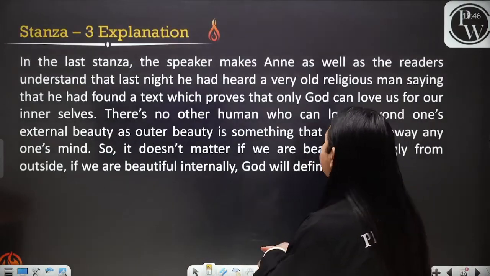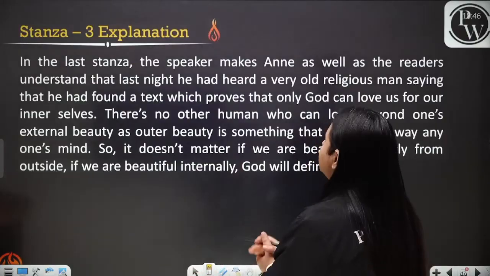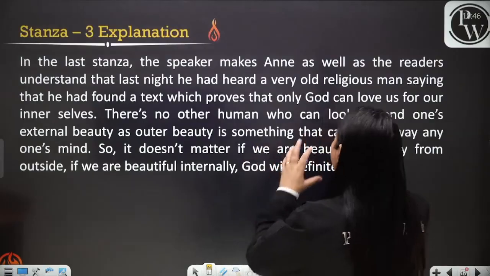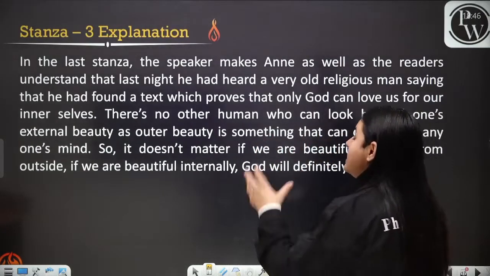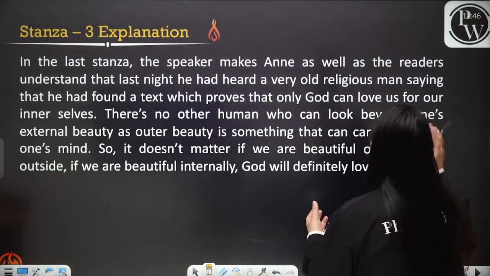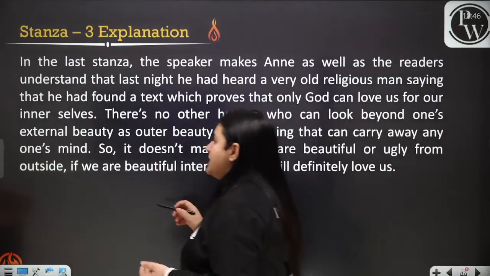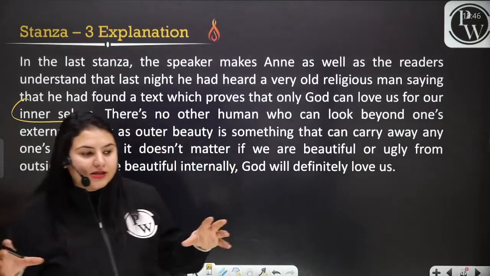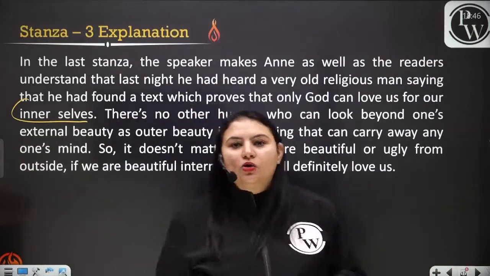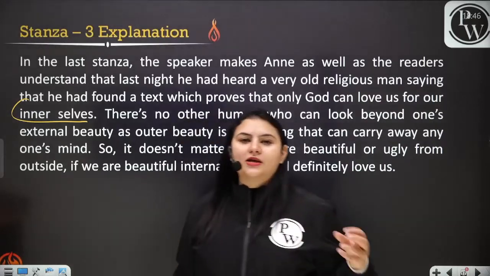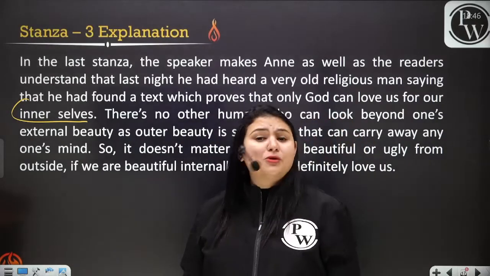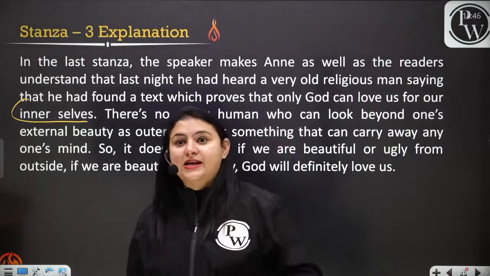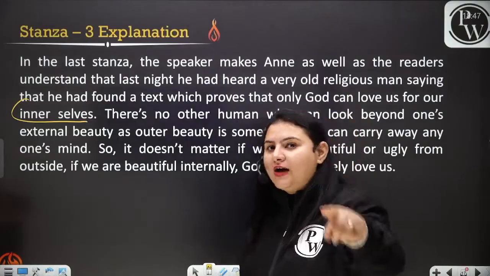Now let's look at the explanation. In the last stanza, the speaker makes Anne as well as the readers understand that last night he had heard a very old religious man saying that he had found a text which proves that only God can love us for our inner selves. Now he has used the words very old religious man because he is trying to prove that the information is quite authentic. It's quite true, because people do believe the old religious man, they do believe if something is written. So he's saying that this is written, that God loves us for our inner selves.